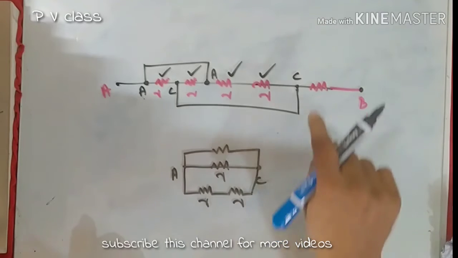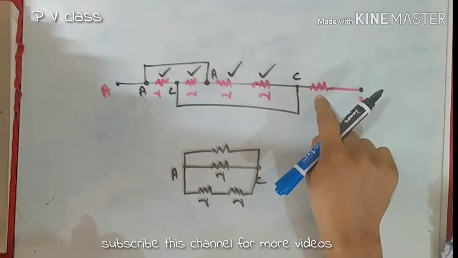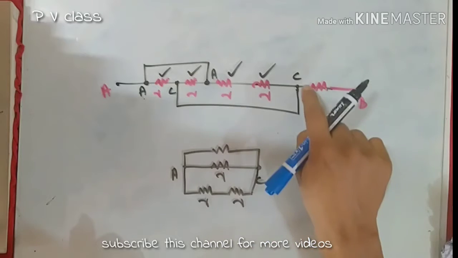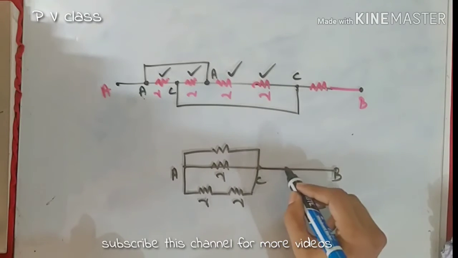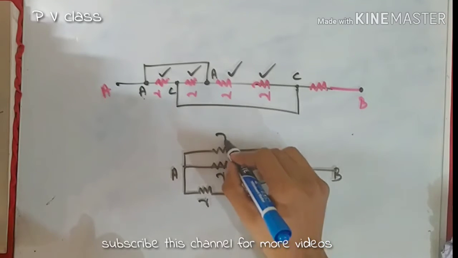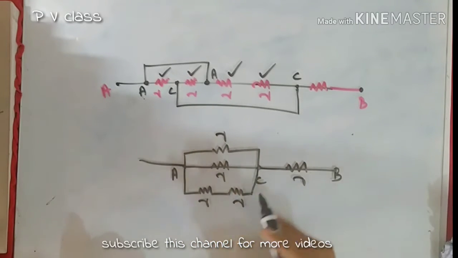Then, analyzing this resistor, it is between B and C. Therefore, I have to draw a resistor between B and C. Now, you can see this circuit is simplified. Now, you could easily solve the circuit. Clear?